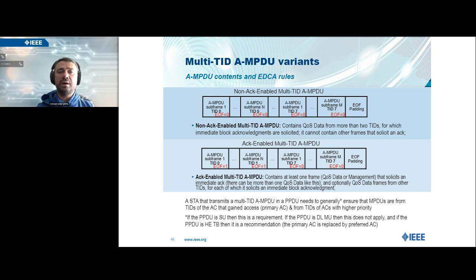And in terms of medium access for generating and sending this frame, traditionally, once you gain access with a particular primary AC, you are only allowed to send data frames from that particular AC. So you cannot send data frames from other ACs. For the multi-TID AMPDUs, we do allow the station that gained access to a particular AC, which became the primary AC, to also aggregate TIDs from that same AC, but also from ACs that have higher priority.